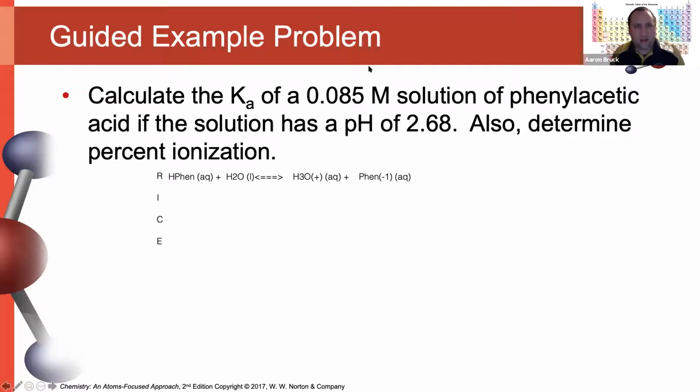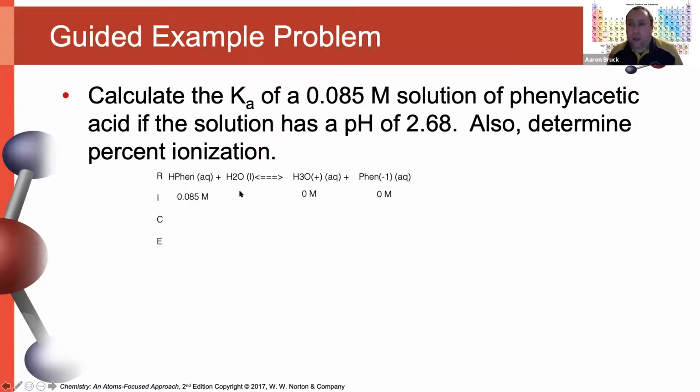Well, from an initial concentration standpoint, we know that our phenylacetic acid is 0.085 molar. We know that our hydronium concentration, initially speaking, is 0. Yes, technically we can say that it's 1 times 10 to the negative 7th molar. However, that concentration is sizably small compared to what we're going to get from this acid. So we're just going to ignore that little tidbit there. Same thing for the phenylacetate.